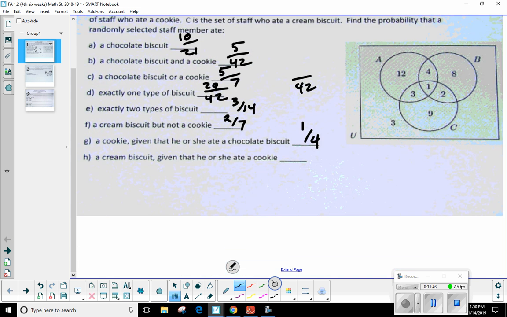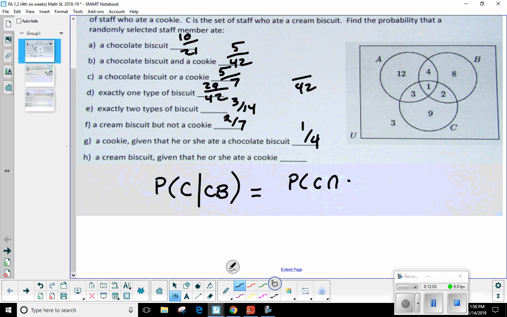Okay, so let's see. I'm going to go ahead and write this out using what we have here. I'm going to say the probability of eating a cookie, I'm just going to say C, given that we ate a chocolate biscuit. I'm not going to worry about the abbreviations they have. So the formula I'm looking for is the probability of eating a cookie and a chocolate biscuit divided by the probability of what? Always the probability of the given event, the chocolate biscuit.